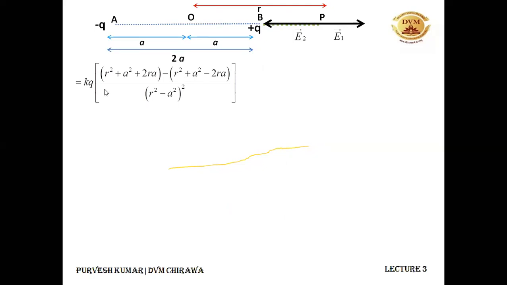This R square gets cancelled out with this R square. Why so? Because of the minus sign outside the bracket, this becomes negative and it gets cancelled out with this R square. Similarly, this A square gets cancelled out with this A square, because of the minus sign outside the bracket. And this minus becomes plus because of the minus sign outside the bracket. And we are left with 4RA in the numerator, and the denominator remains the same. EP comes out to be KQ 4RA over R square minus A square to the power 2.